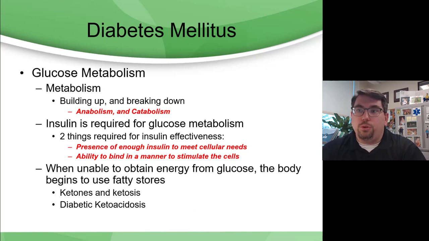And when it's unable to obtain energy from glucose, the body really begins to have to go to another source of fuel. It breaks down fats and proteins. This is where we start to see our diabetic ketoacidosis patients. When the body begins to break down new forms of glucose, gluconeogenesis, it's breaking down fats and proteins.